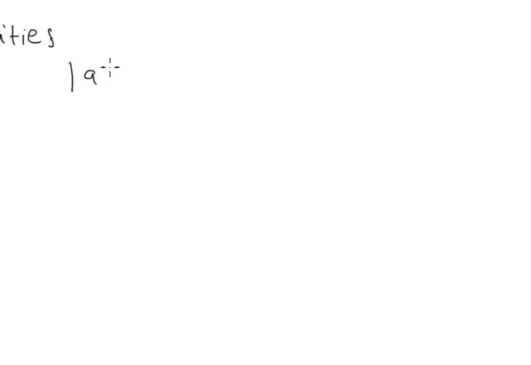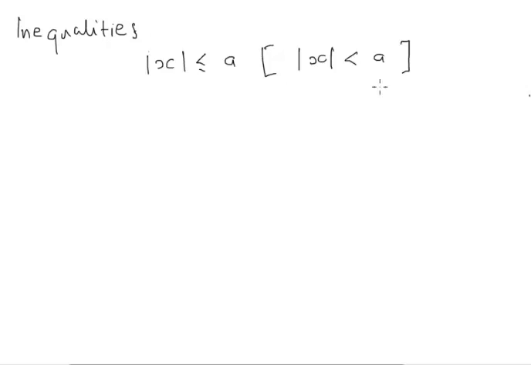Now, the first thing to look at is the absolute value of x less or equal to a. I would like to put something also in brackets here and say we also have to keep in mind the absolute value of x less than a. The difference is just the inequality, strict inequality or not.